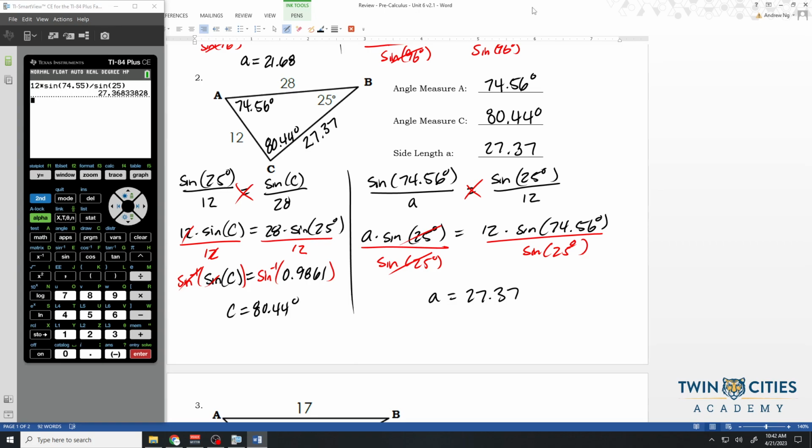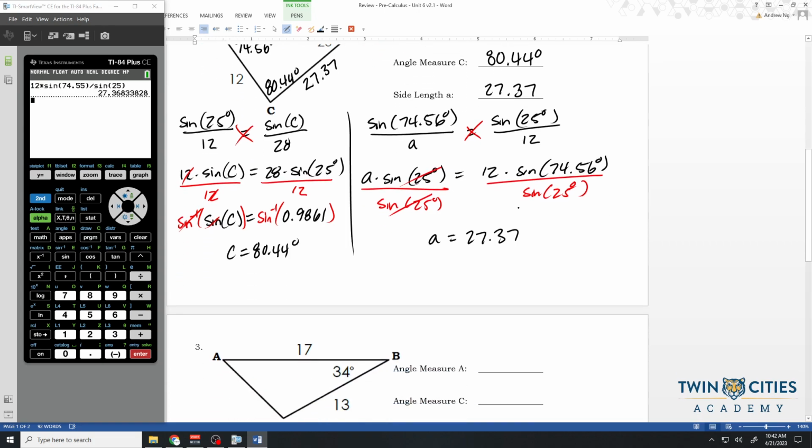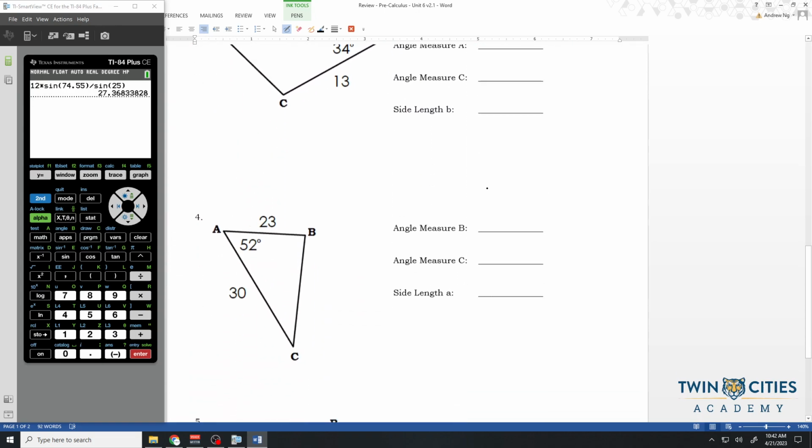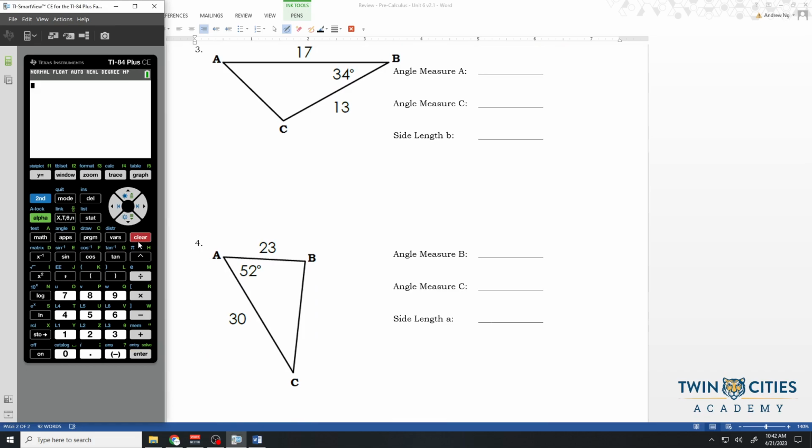All right, let's go on to number 3. For number 3, I've got this triangle. I no longer have an angle and its opposite side length. So let's see what I do have. I've got two sides and the included angle. So that's going to be the angle between those two sides. That means that I can use law of cosines here.